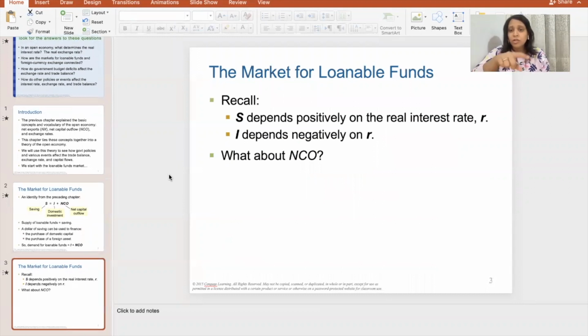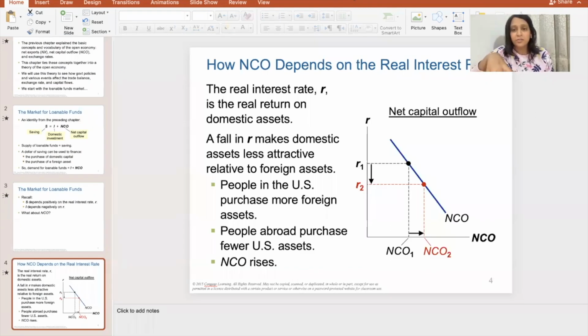Now just recalling the relationship between the interest rates and S and I. Savings positively depend on the real interest rate. That is because if you're parking your money as savings somewhere in a bank, and there are higher interest rates, that will give you a higher return while it's parked. Investment is negatively related because if the interest rate is higher, the cost of borrowing money is higher, and that is why investment has a negative relationship. Now, looking at the relationship between NCO and the real interest rate, there's a negative relationship between the real interest rate and net capital outflows, and that is why it is a downward sloping line.